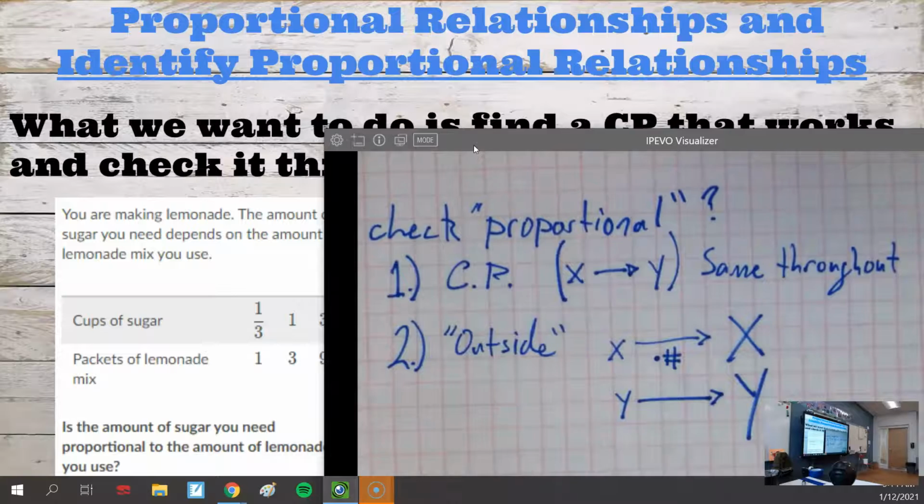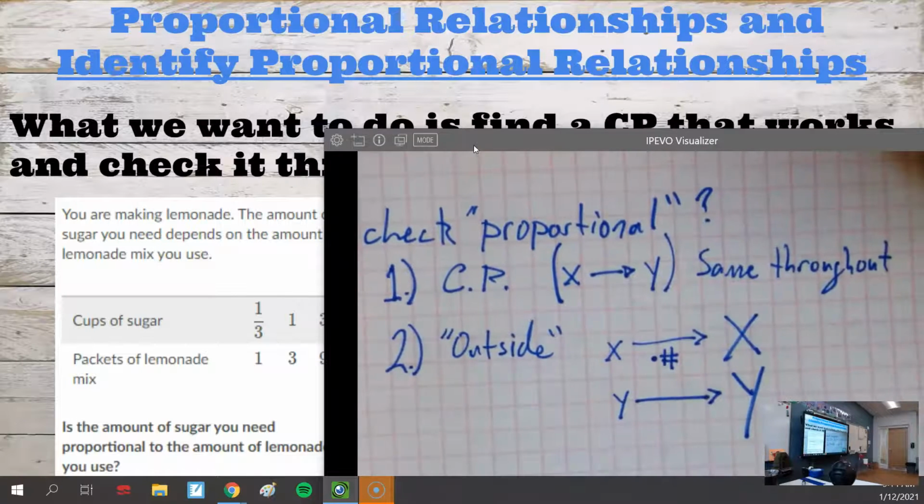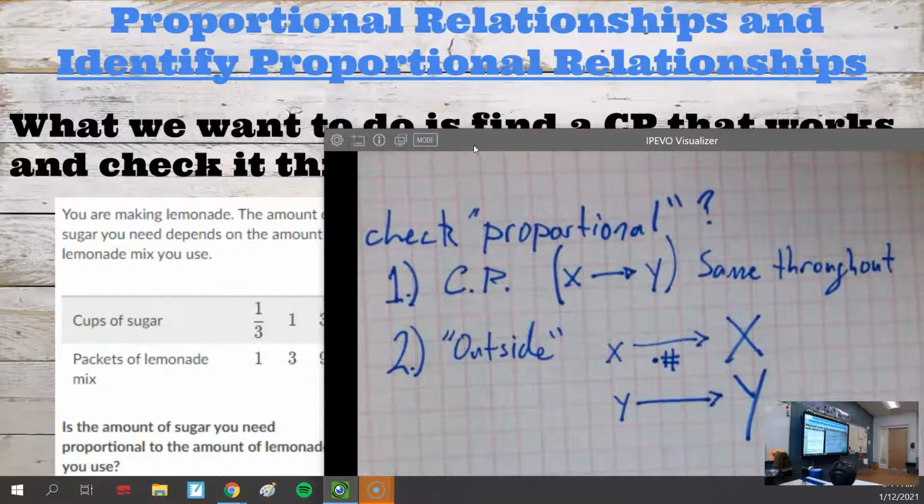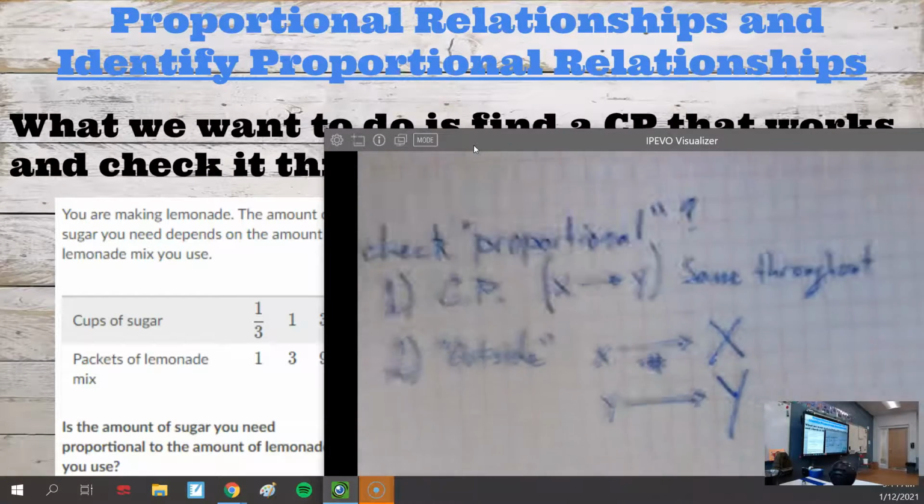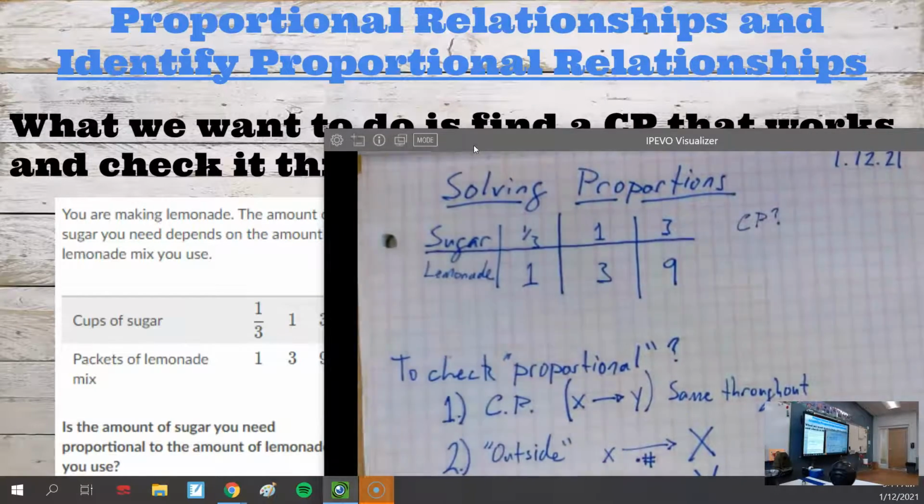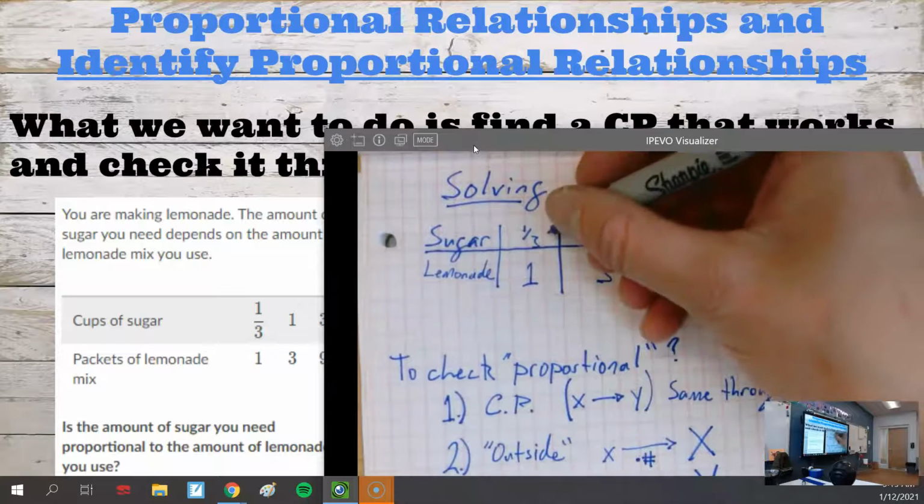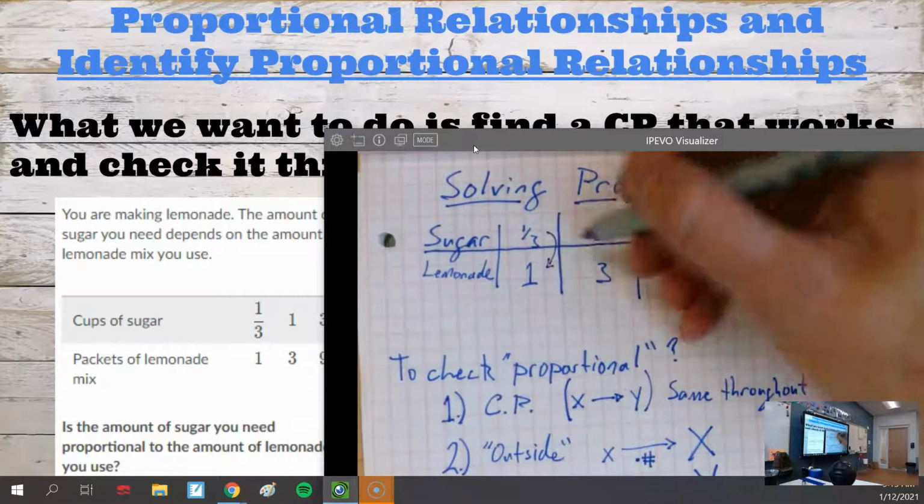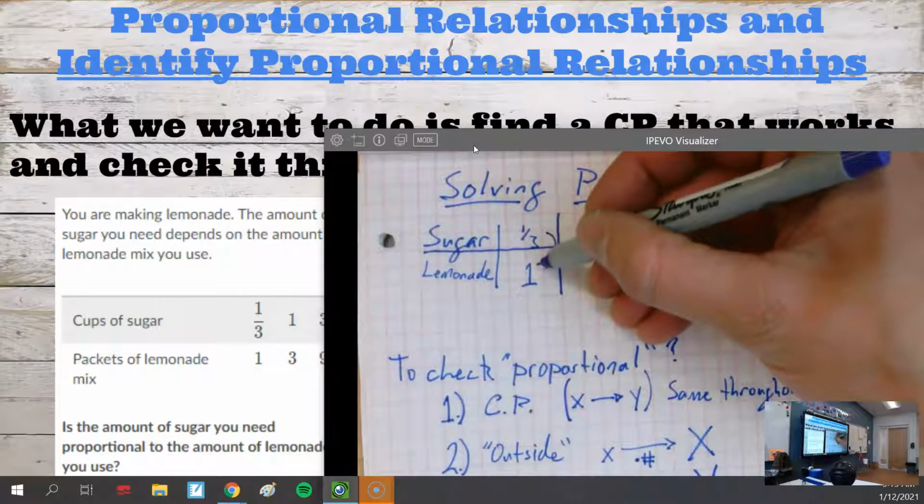So let's say this, we're going to check in purple. Is our constant of proportionality the same throughout? Go back to our table. Remember, constant of proportionality goes from x to y. How do I go from 1/3 to 1? And draw all this on your notes, please.